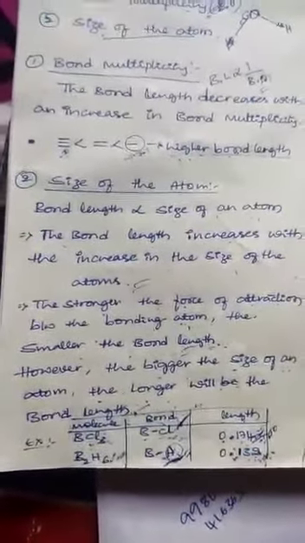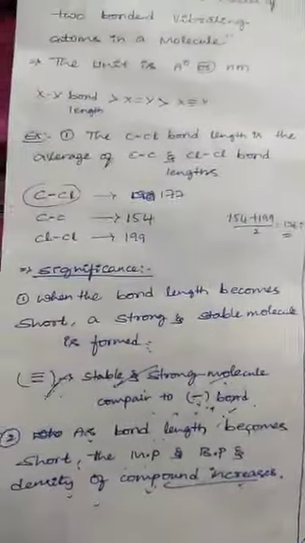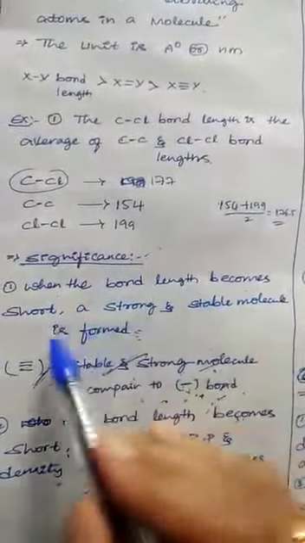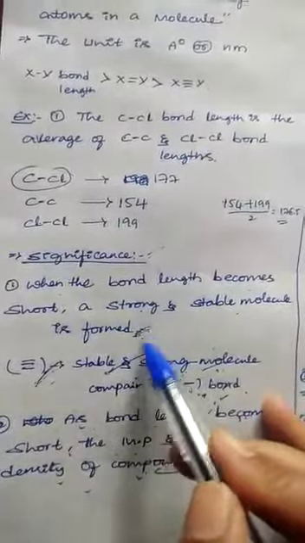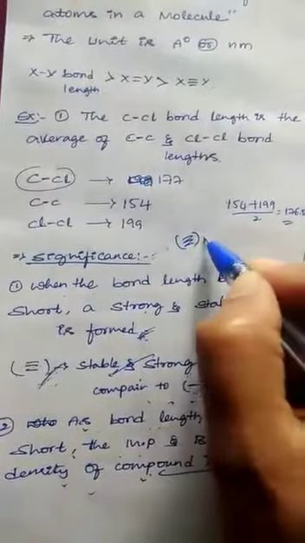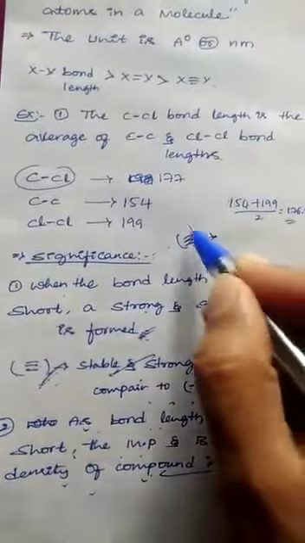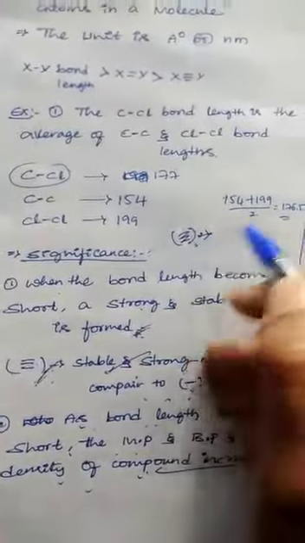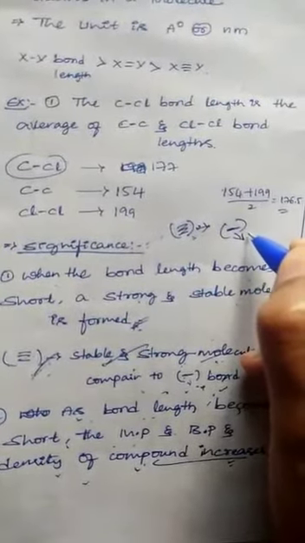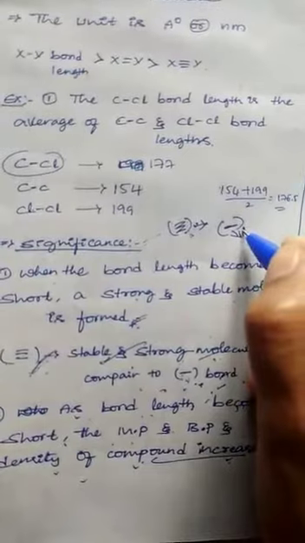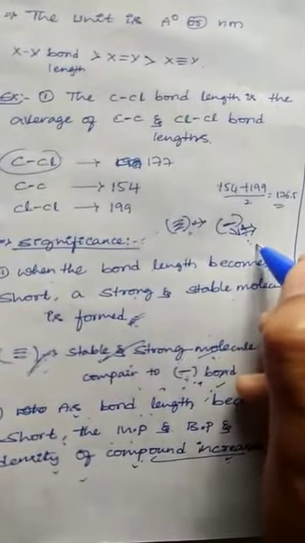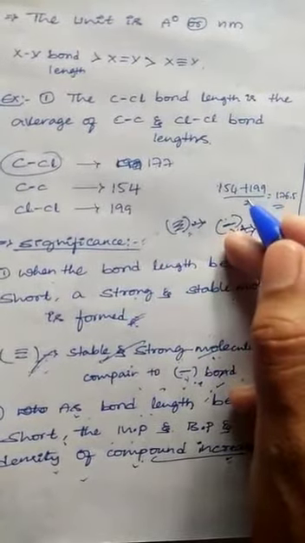Next one is the significance of bond length. Look here, when the bond length becomes short, strong and stable molecules are formed. When the bond length is short, as in the case of a triple bond, these triple bonds are strong and stable. But in the case of a single bond, the bond length is highest, and single bonds form weak and unstable molecules. That means we can break these single bonds easily.